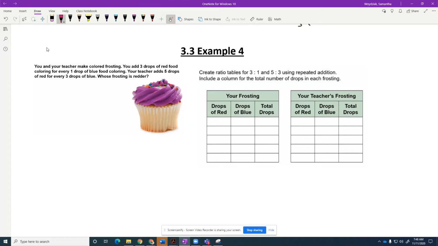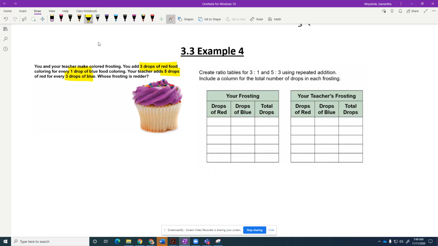3.3 example 4, you and your teacher make colored frosting. You add 3 drops of red food coloring for every 1 drop of blue food coloring. Your teacher adds 5 drops of red for every 3 drops of blue. Whose frosting is redder? So we know that the ratio for you would be 3 to 1, whereas your teacher's would be 5 to 3.